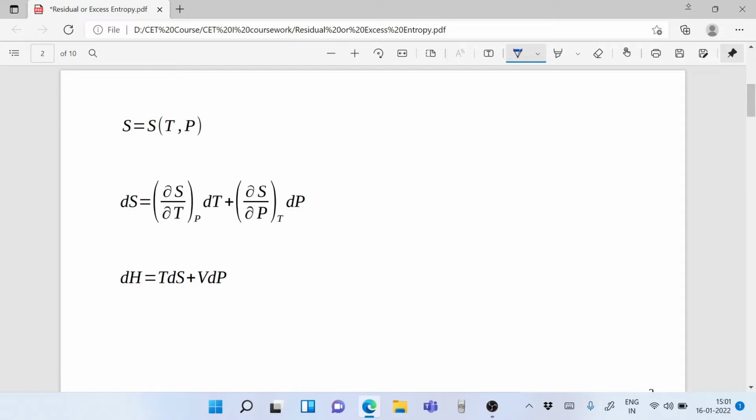Now we have dH = TdS + VdP. This comes from the first law, because in the first law we have dU = dq − PdV. Adding d(PV) on both sides, we can write dH = dq + VdP. And from here you can easily get the equation that you want, because dq can be replaced by T dS, and hence we have this equation.